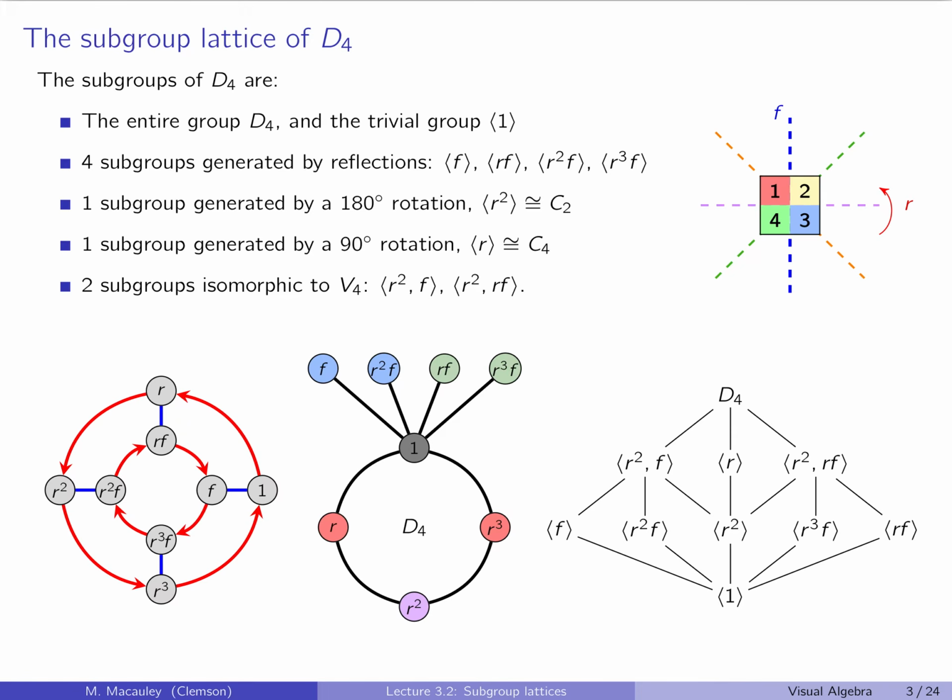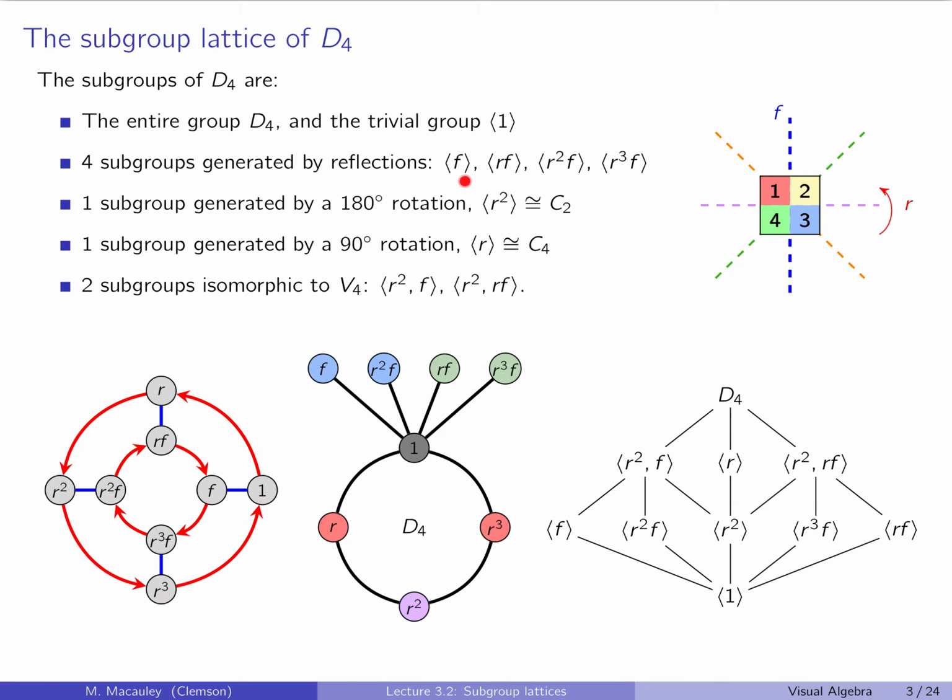Last time, we saw the subgroup lattices of both groups of order 4 and both groups of order 6. Let's go up to the groups of order 8. We'll start with D4. The first thing to do is figure out what the subgroups are. So of course, there's the entire group and the trivial group. And then there are 4 subgroups generated by reflections.